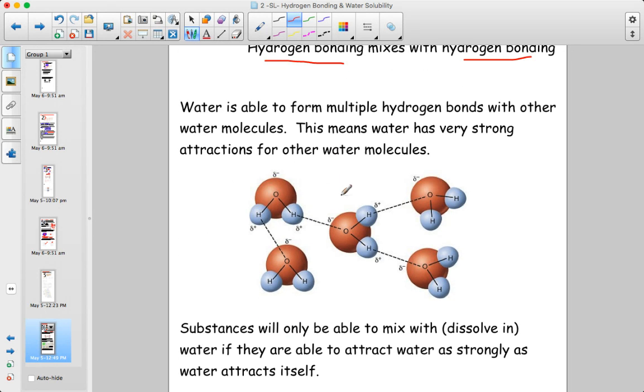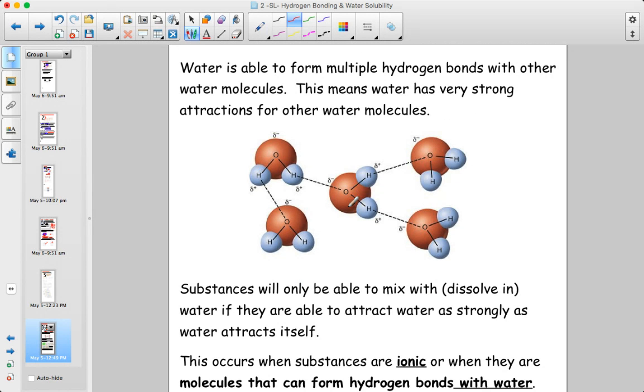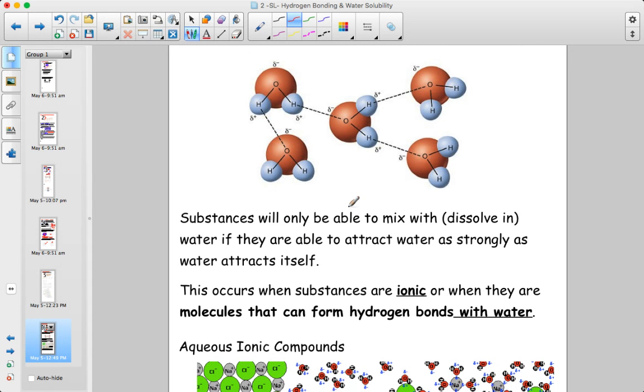As I showed in this picture before, water can form a lot of hydrogen bonds with itself. And that means that water attracts itself really strongly. So substances are only going to be able to mix with or dissolve in water if they can attract water as strongly as it attracts itself.